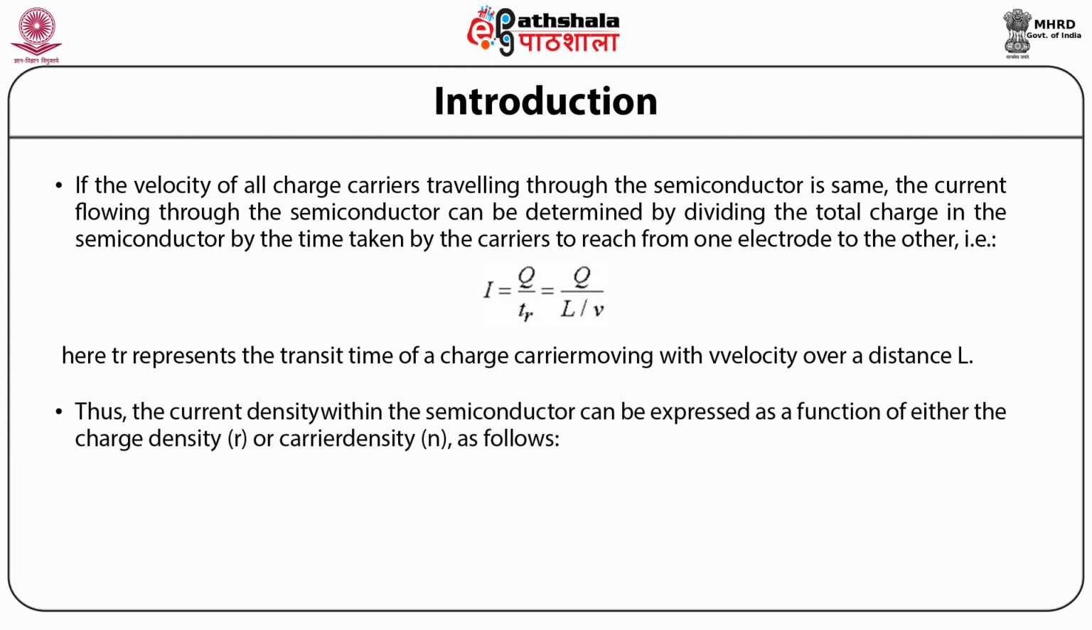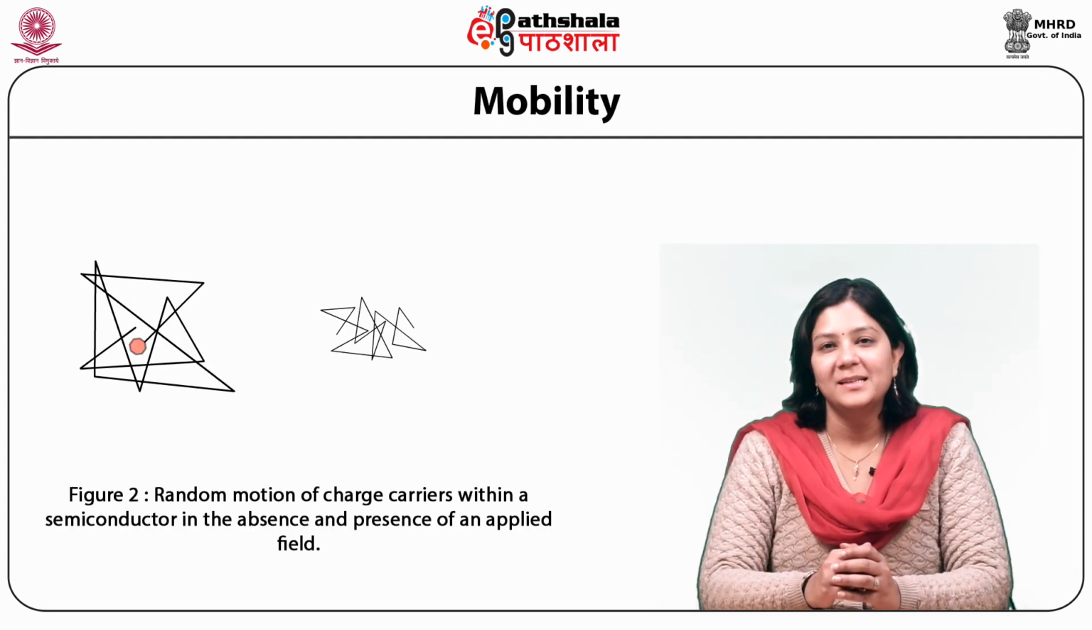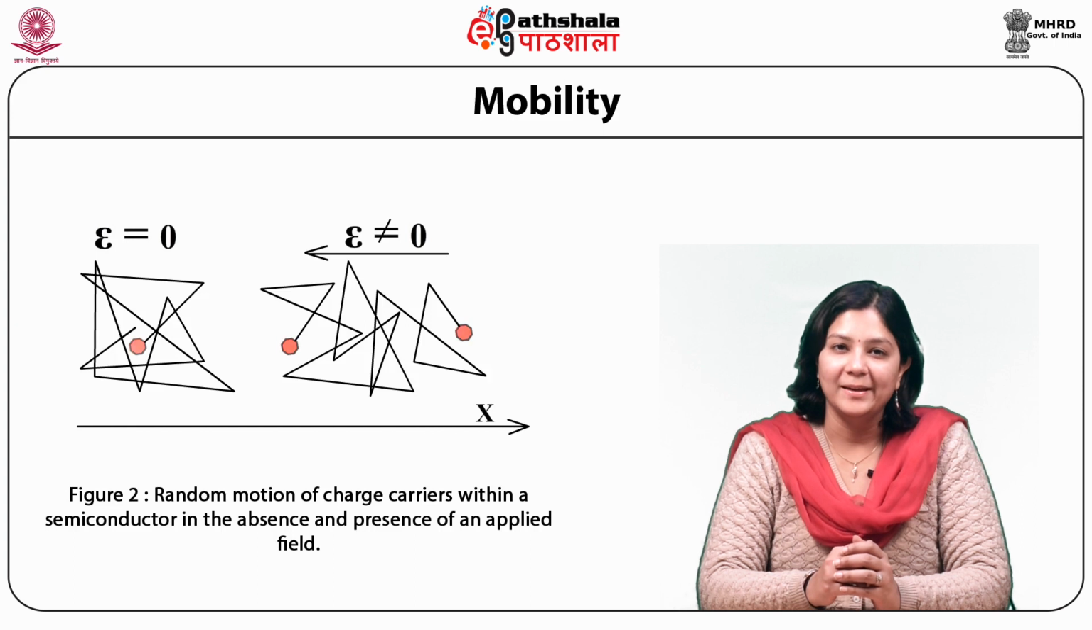Thus, the current density within the semiconductor can be expressed as a function of either the charge density rho or carrier density n, as J vector equals Q divided by A into L whole into V vector equals rho into V vector equals Qn V vector. So now, students, let us understand what is the mobility.